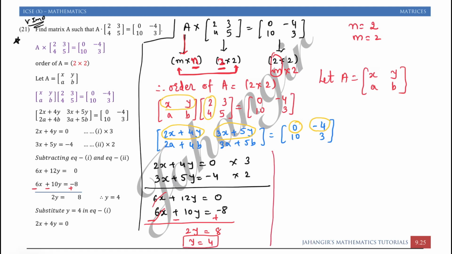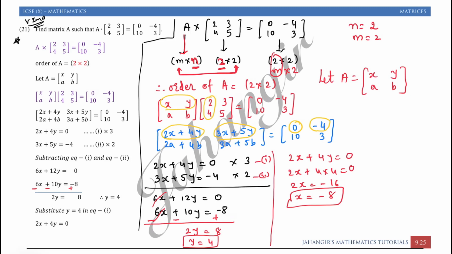That element I will substitute in equation first or second. Let's substitute in first. This is, let's say, 1. This is 2. Substitute in 1. 2x plus 4y is equal to 0. 2x plus 4 into 4 is equal to 0. 2x is equal to minus 16. So x is equal to minus 8. We got two values. We got x and y. x is minus 8, y is 4.